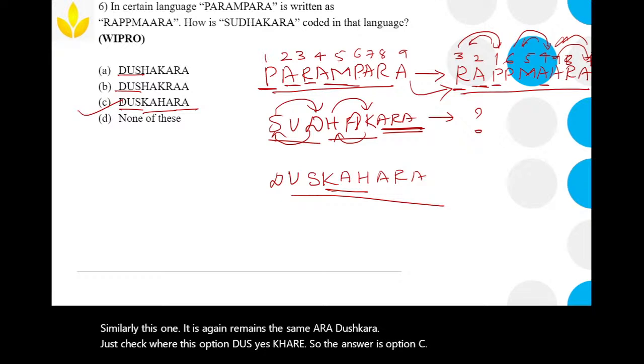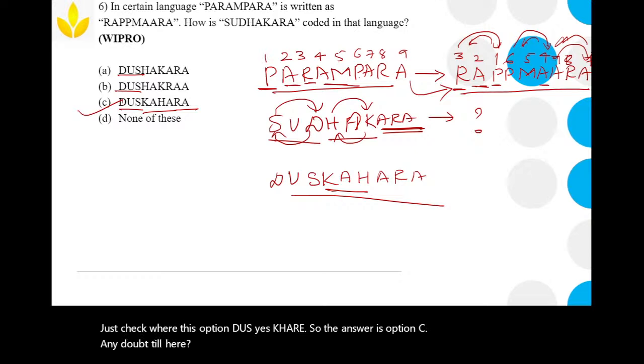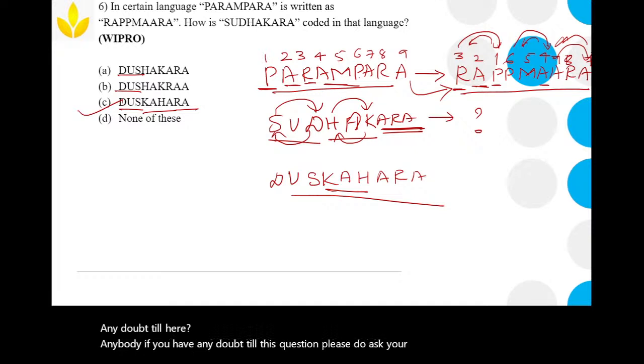Any doubt till here? Anybody, if you have any doubt till this question, please do ask your questions. Okay. And then we'll start.